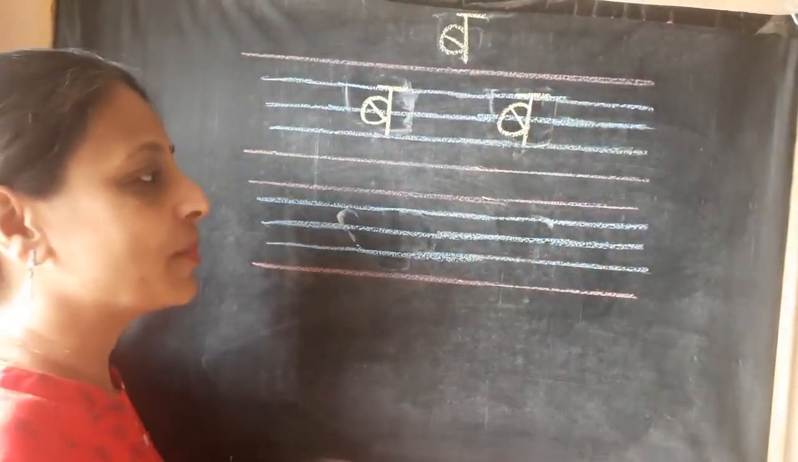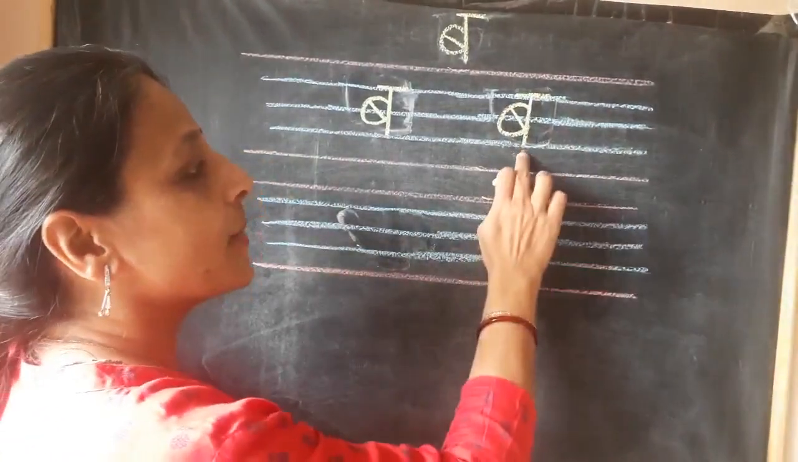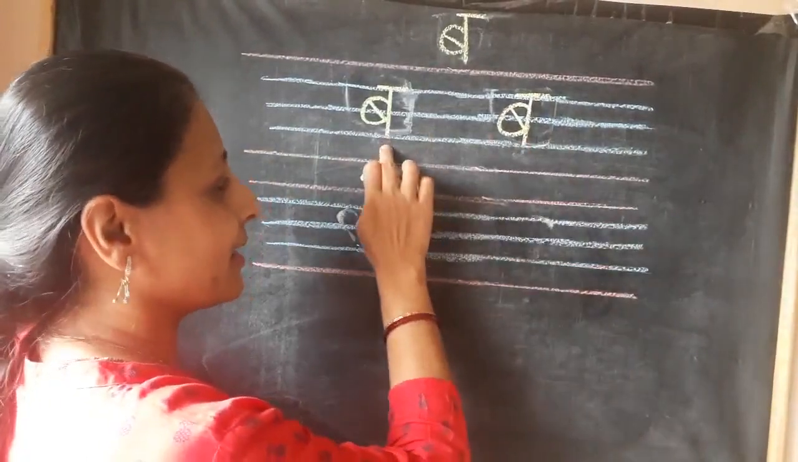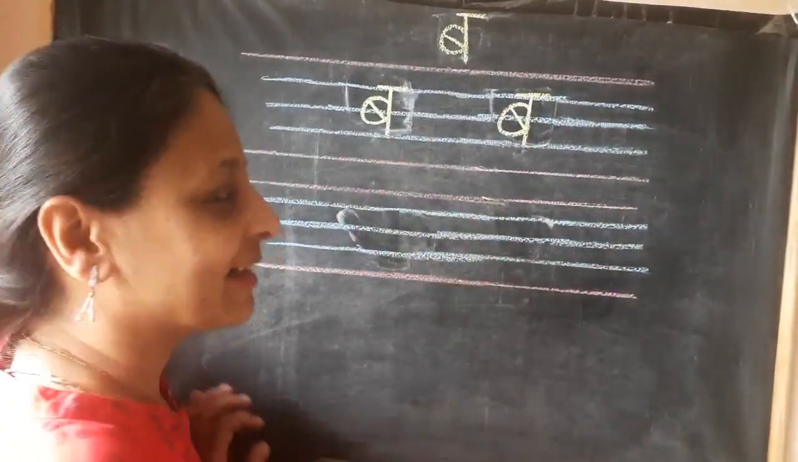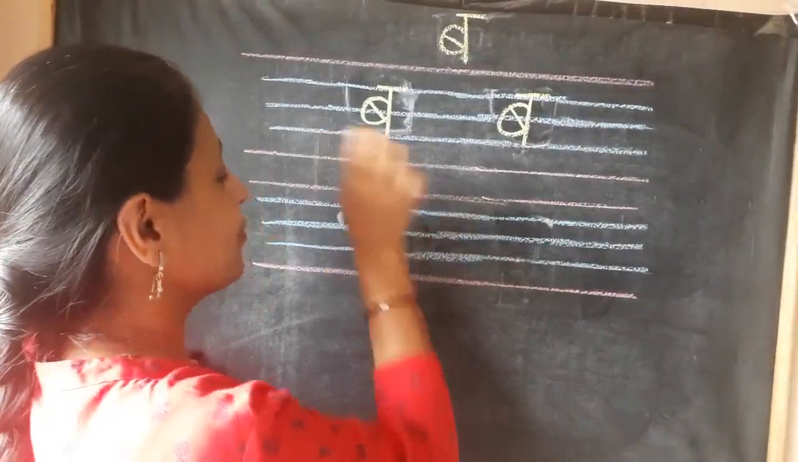Children, don't you think letter B is very simple? B se bus. B se bakri. B se bandar. Now one more time I will show you.